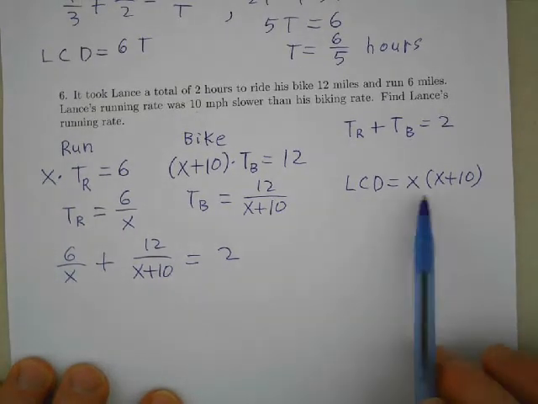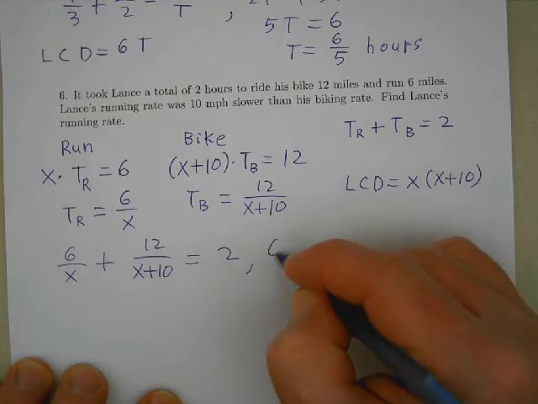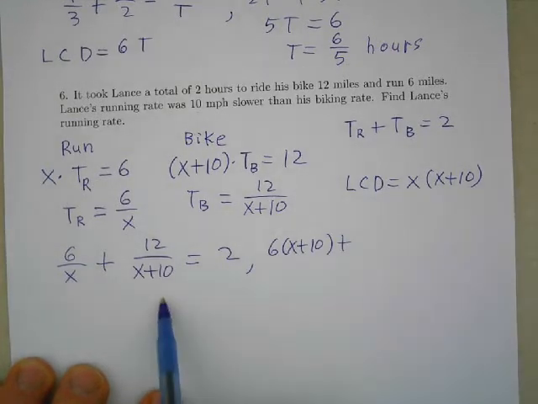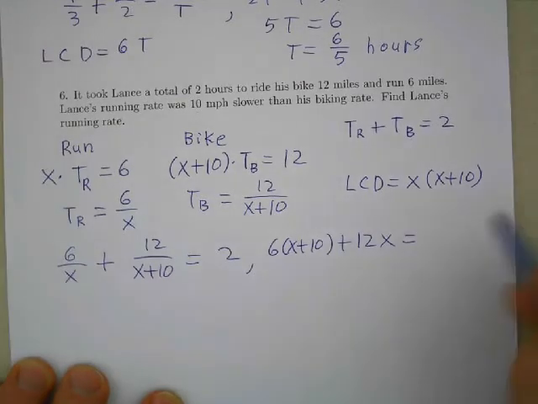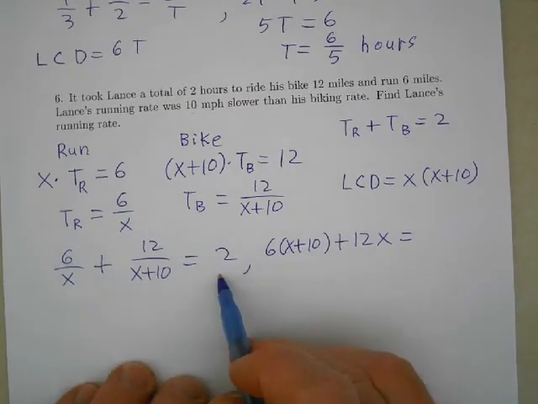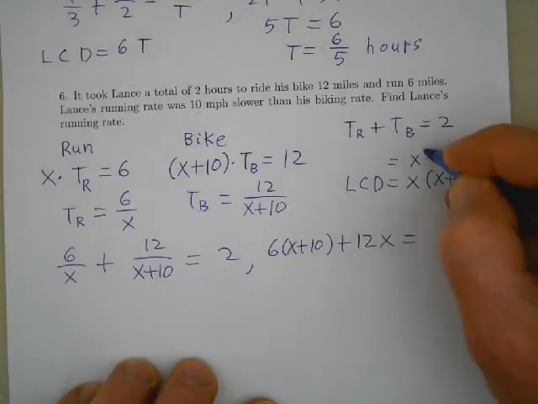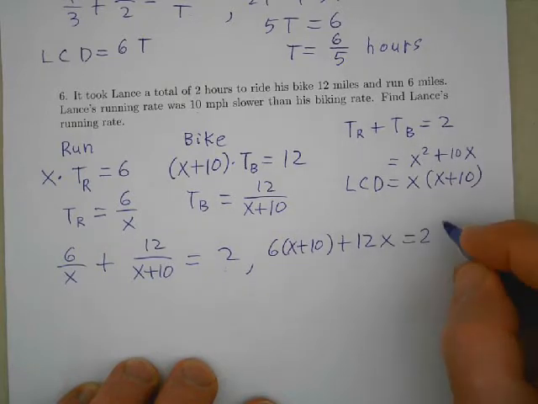When we multiply the least common denominator by 6 over x, the x's cancel, so we'll just have 6 times x plus 10. And then when we multiply the least common denominator by 12 over x plus 10, the x plus 10 factors cancel, so we'll get plus 12x. And then on the right-hand side, we'll multiply the least common denominator by 2. The least common denominator in expanded form is x squared plus 10x, so we'll multiply the quantity x squared plus 10x by 2.